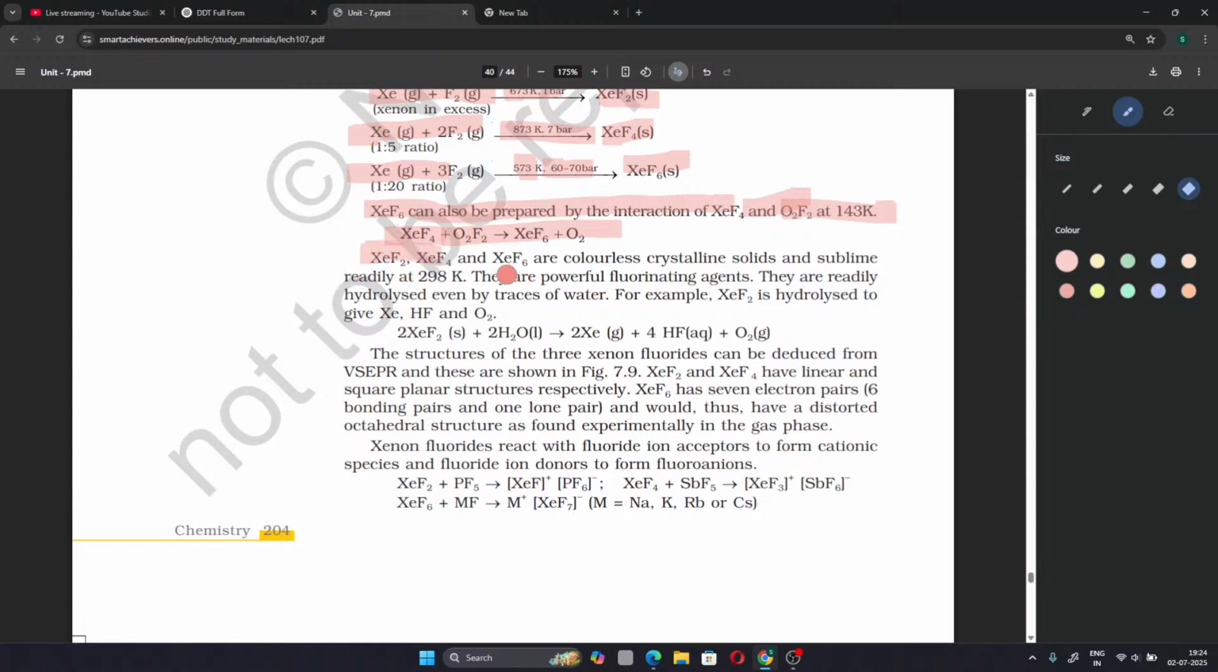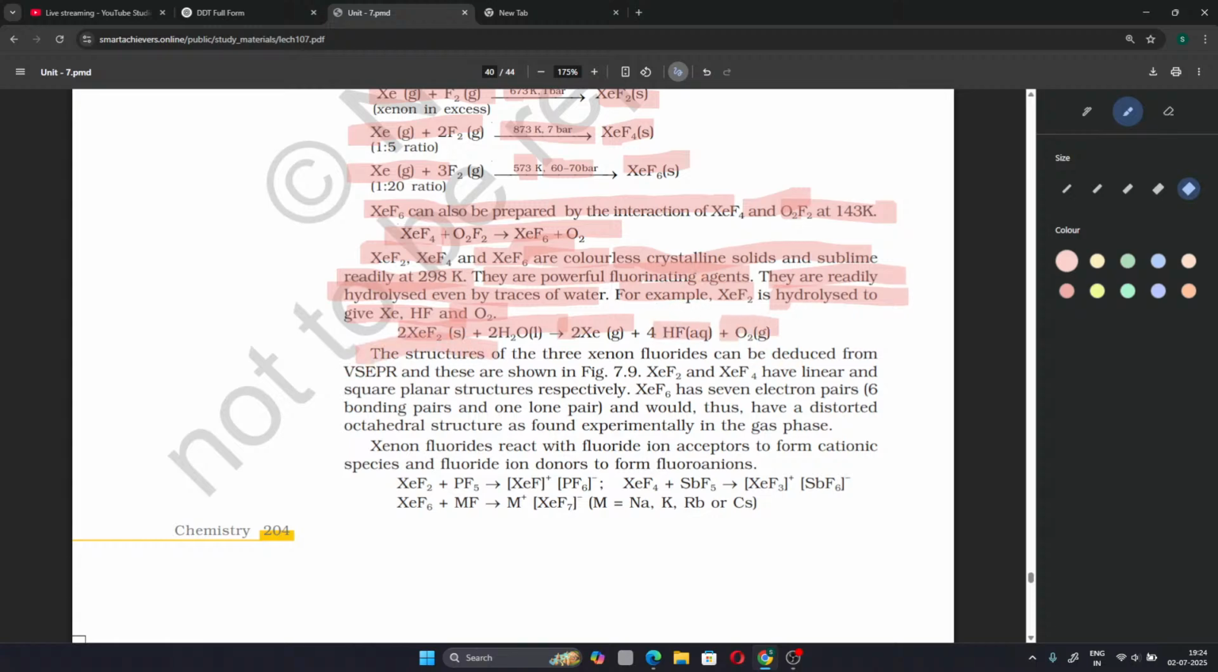XeF2, XeF4 and XeF6 are all these three compounds of xenon fluorides. These are colorless, crystalline solids and sublime readily at 298 Kelvin. They are powerful fluorinating agents. They can easily release fluorine. They are readily hydrolyzed even by traces of water. For example, xenon difluoride is hydrolyzed to give xenon, hydrogen fluoride and oxygen. XeF2 plus water will give xenon, hydrogen fluoride and oxygen.